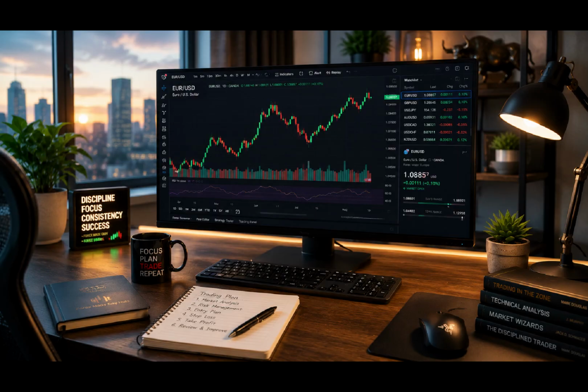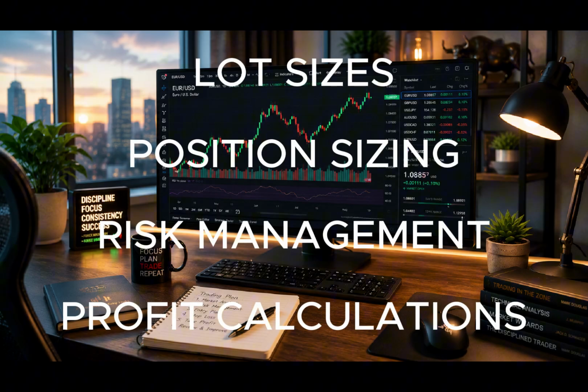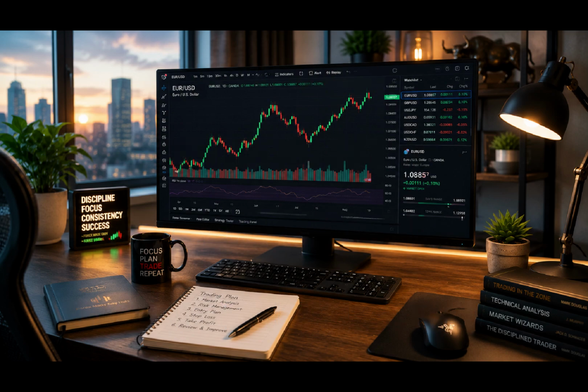Once you understand how to count pips, it becomes much easier to learn other important topics, such as lot sizes, position sizing, risk management, and profit calculations, because all of these concepts are connected to pips. So, take some time to practice reading prices and counting pips on different currency pairs. The more you practice, the easier it will become.